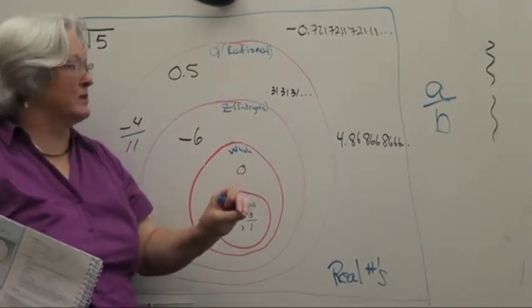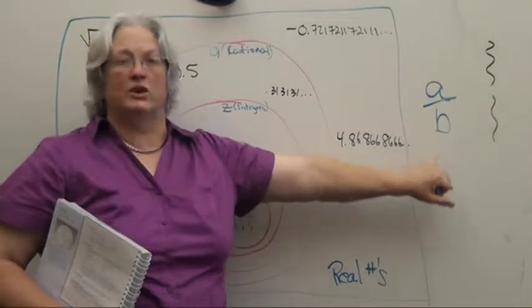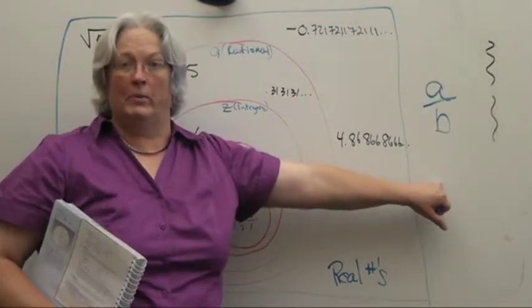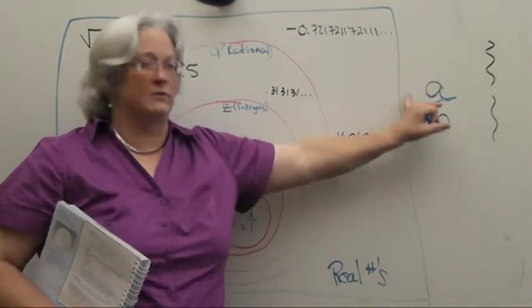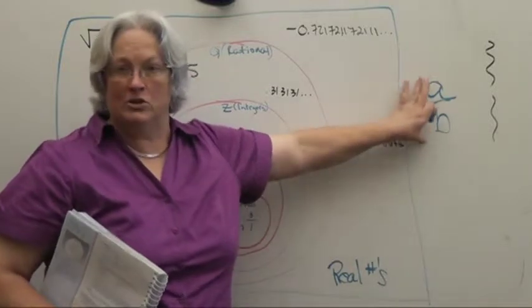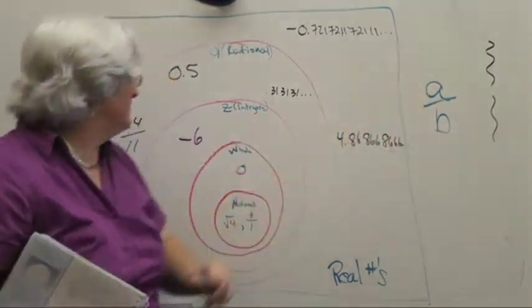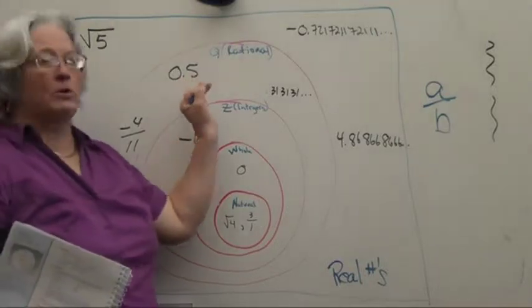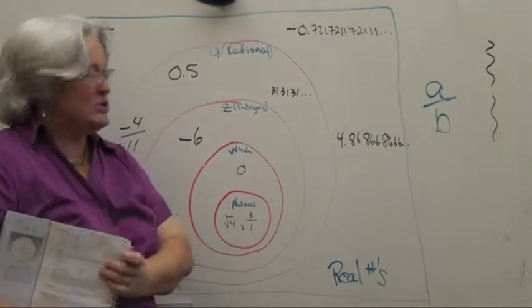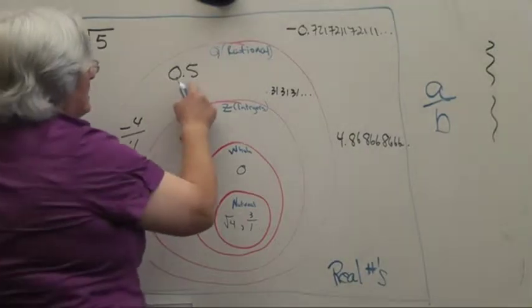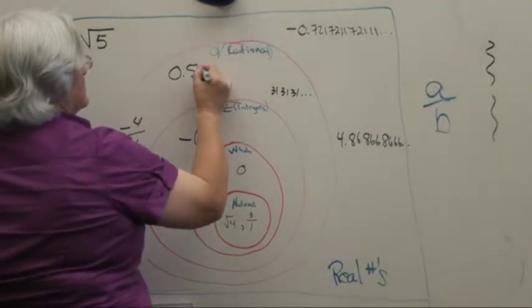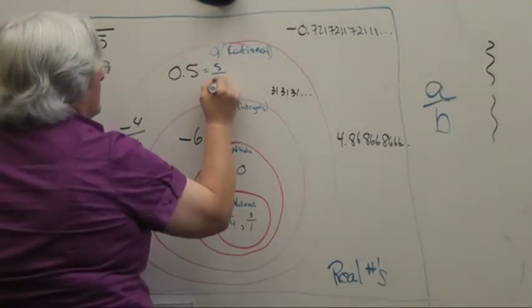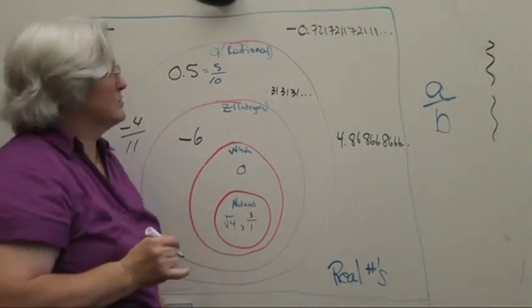Now we're in rational numbers. Rational numbers are those that can be written as a fraction a over b, as a ratio a over b. But we don't call this so much a fraction anymore in algebra. It's a rational number or a ratio. Obviously, we have a ratio here. 0.5 doesn't look like a ratio to you, but what does this actually say? This says 5/10. So you can write that as a rational number, can't you?